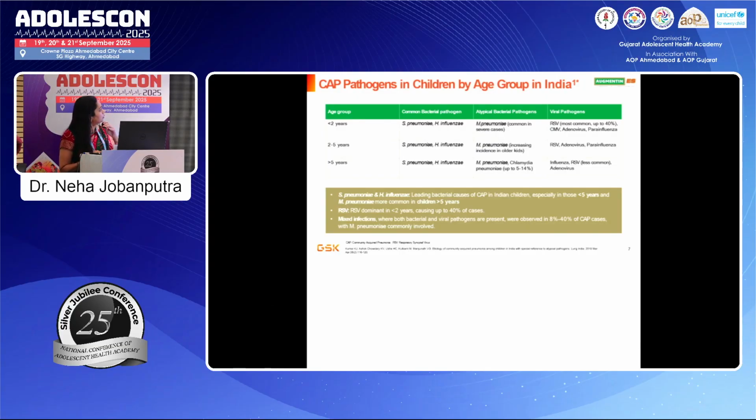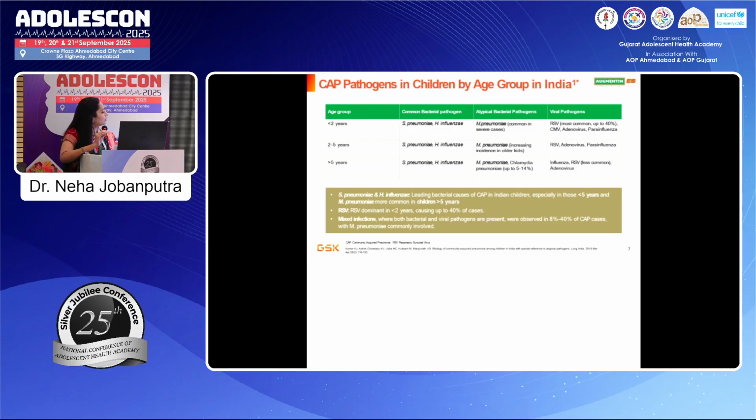In the under 2 years age group, streptococcal pneumonia and H. influenzae are the most common bacterial pathogens, while between 2 to 5 years, strep pneumonia and H. influenzae, and above 5 years again, strep pneumonia and H. influenzae. The atypical and the viral pathogens being M. pneumoniae, RSV in the most common order.